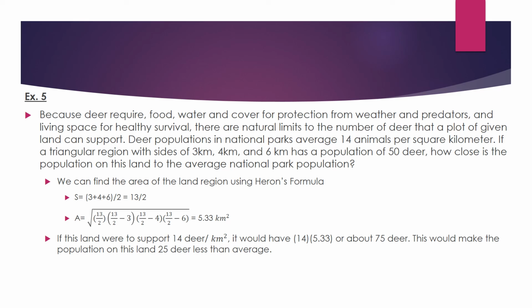So, if this plot of land would support the average amount decided by the national parks, we would have 75 deer, but we don't. The problem tells us that we have a population of 50 deer. So, the population on this land of deer is less than average by 25.